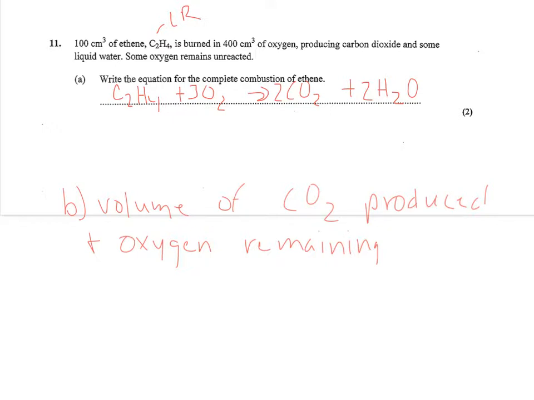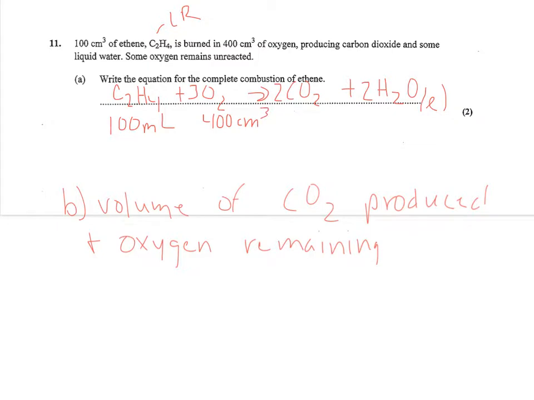Then it asks, calculate the volume of CO2 produced and the oxygen remaining, which is also 2 marks, ironically. So if I start with the CO2 produced, I had 100 milliliters of this, and I had a lot of groups changing this to grams and moles. But remember, it's Avogadro's law here. These are all gases. So the water, they tell us, is liquid, so we have to do a little work with that. But I have 100 centimeters cubed of ethene, 400 centimeters cubed of oxygen, which is my excess reactant. But my 100 milliliters is going to be completely consumed.